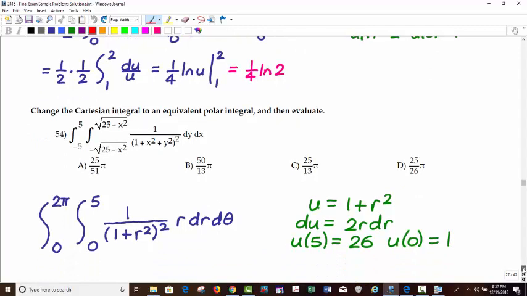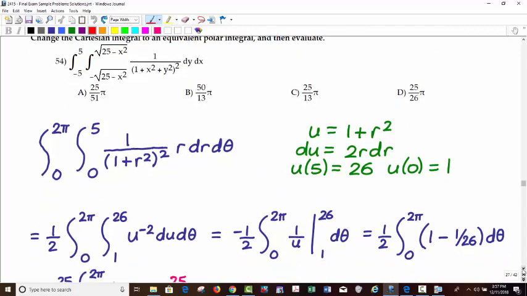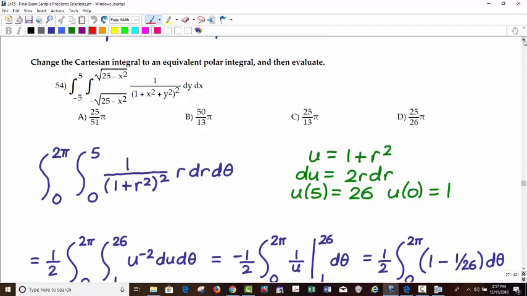All right, so that takes care of that one. Let's look at number 54. We're going to change this to polar. All right, so this is going to be a circle with radius 5.